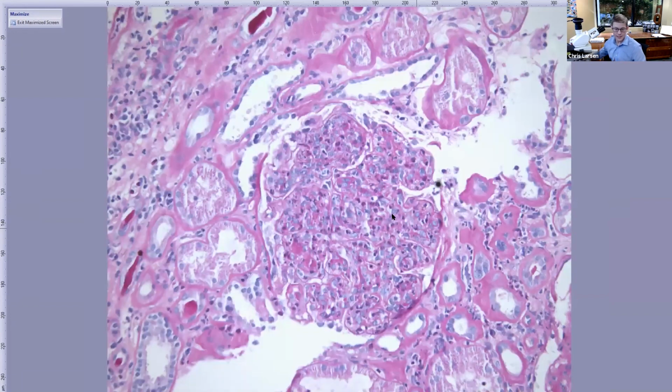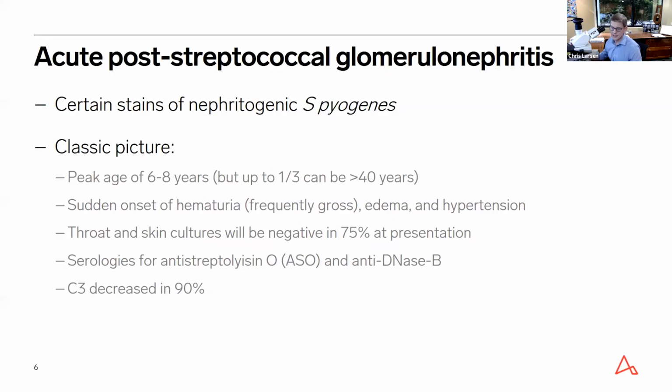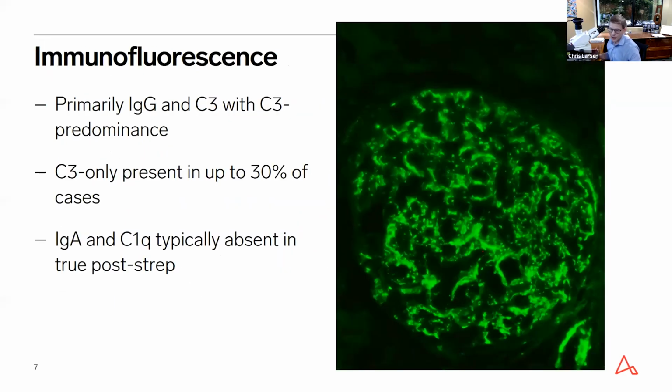So again, this is what Alex was describing as these collision cases. Most of the time, again, we've got the classic picture on the boards. It's going to be IgG and C3. However, about a third of cases of post-strep glomerulonephritis will be C3 only. We hear that term, C3 only. That's a buzzword today for C3 glomerulonephritis.